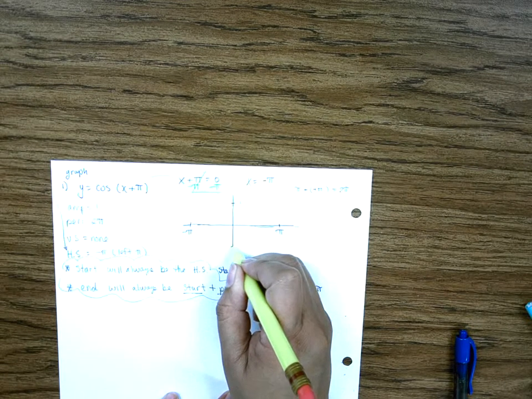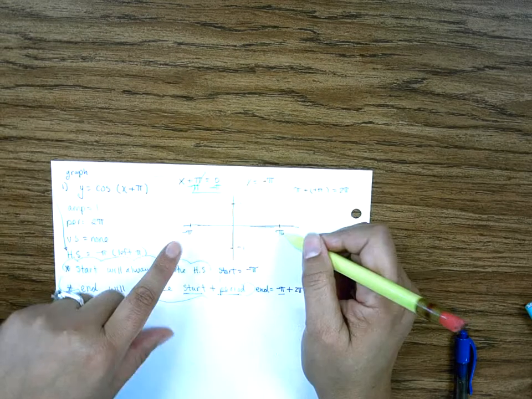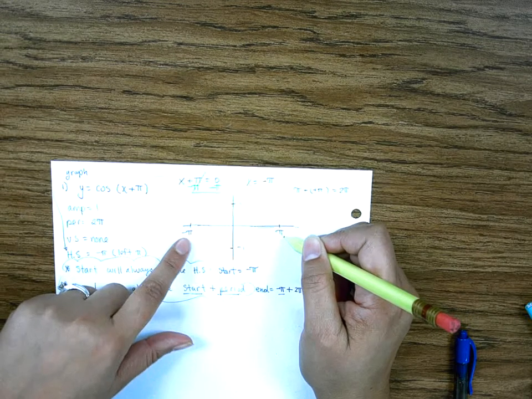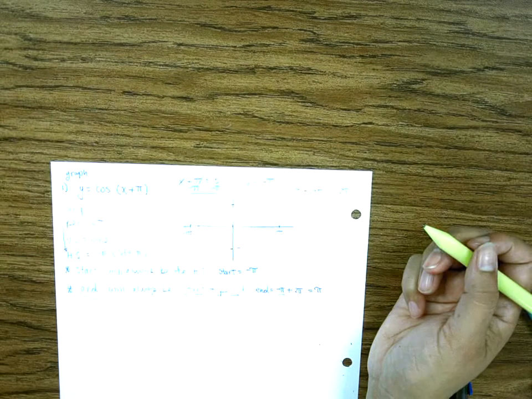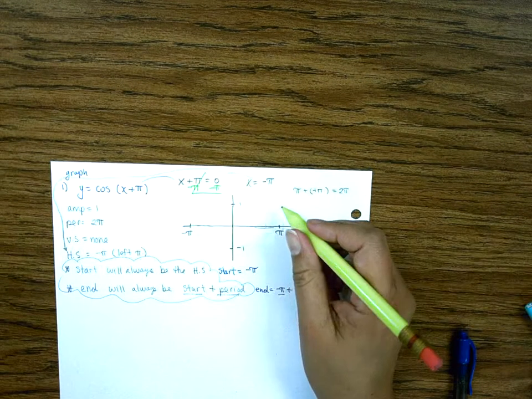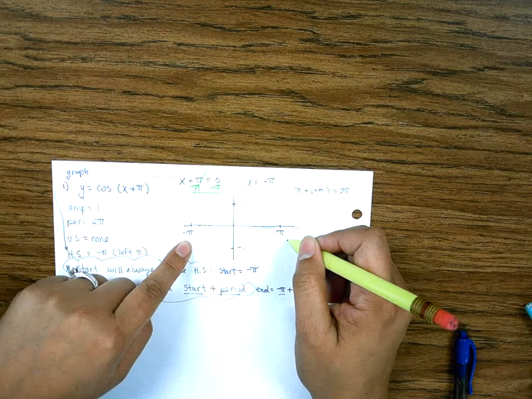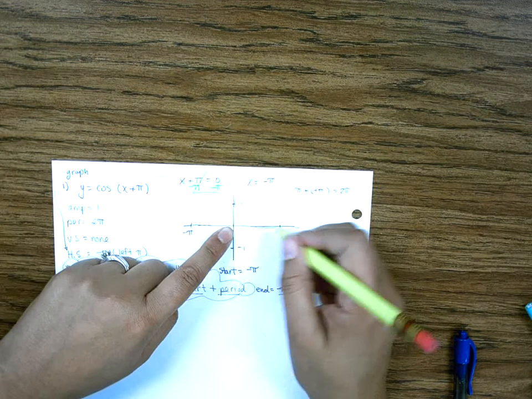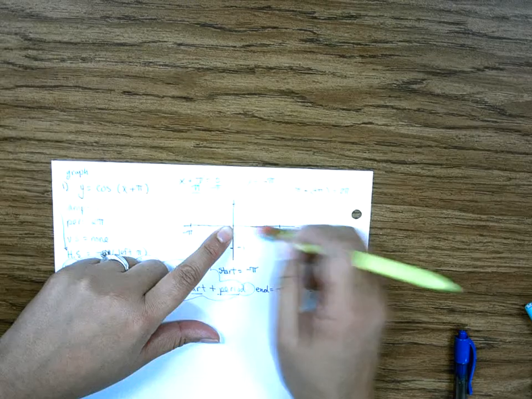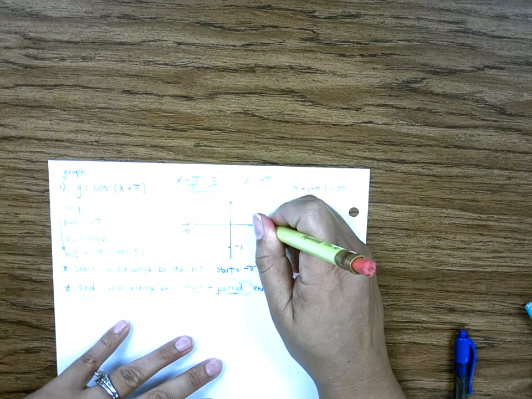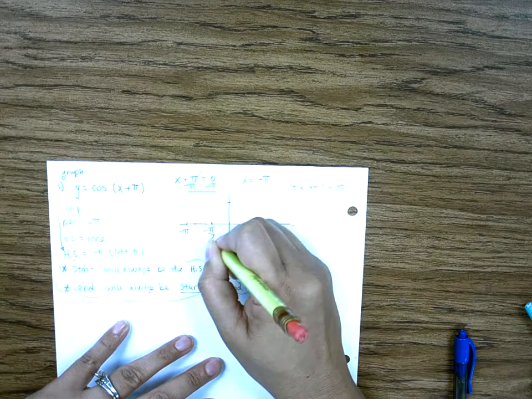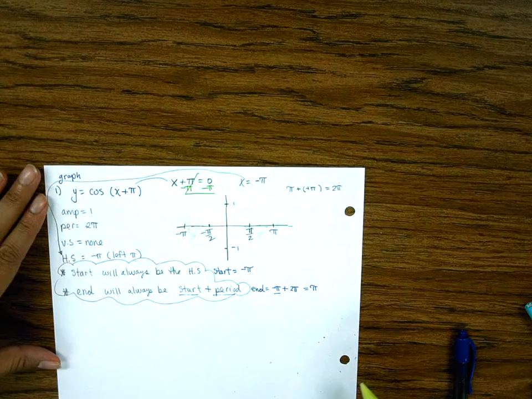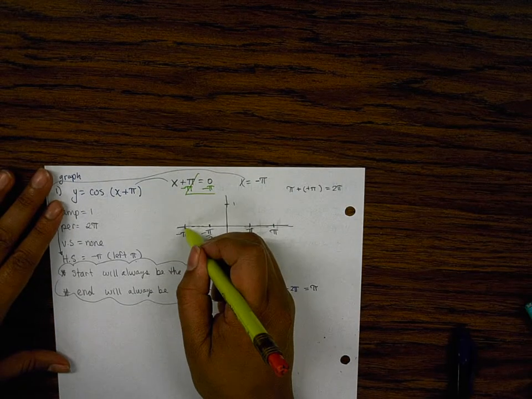Okay, the amplitude is still 1. And the halfway point between negative pi and pi is 0. And then you can add them and cut them in half. Negative pi plus pi is 0. 0 cut in half is 0. 0 plus pi is pi. And pi cut in half is pi over 2. And this is going to be negative pi over 2. And it's going to be cosine, and it's positive cosine, and cosine is the cup shape.